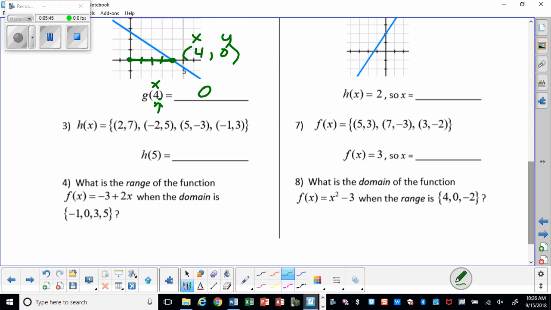Number 3. Okay, we've got ordered pairs. So h of 5. So 5 is my x value. All right, so I'm looking, does this have an x value of 5? No. X value of 5? No. X value of 5? Yes. Okay, so that means when x is 5, y is negative 3. Okay, remember this whole thing, h of 5, that also means y. So y equals negative 3.